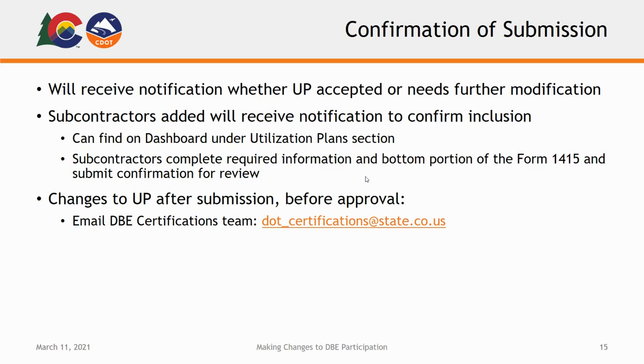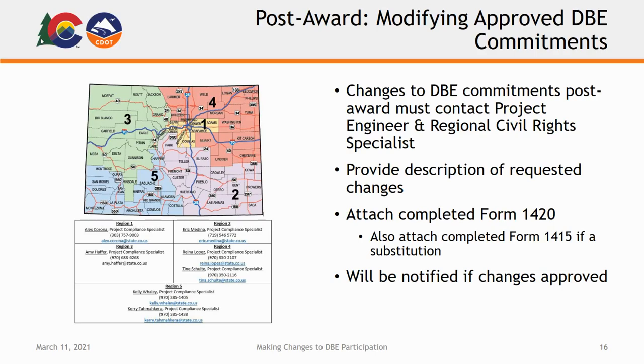If you find that you need to make changes to your submitted utilization plan prior to that utilization plan's approval, please contact CDOT's DBE certifications team at dot-certifications@state.co.us. As a reminder, the previous process is applicable in the pre-award stages of the contract.